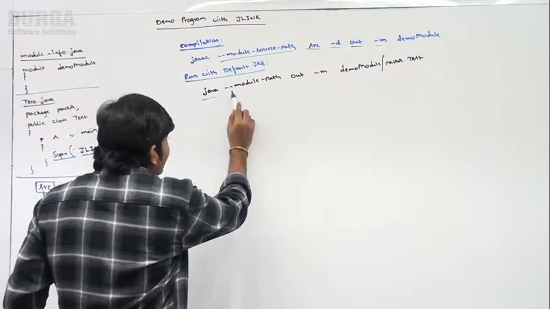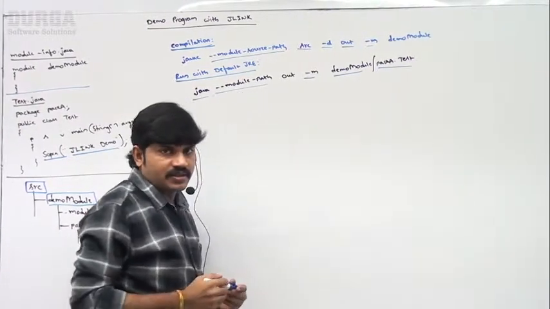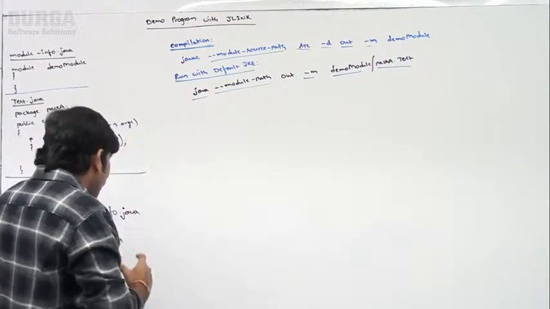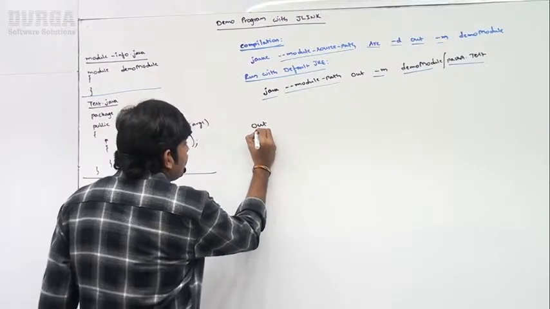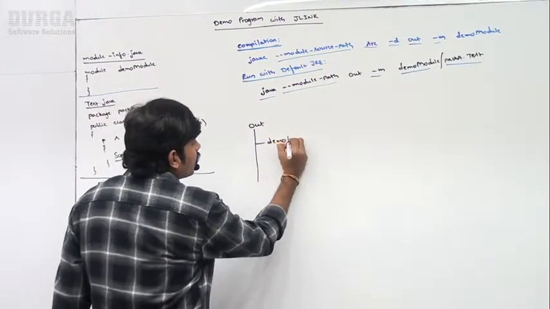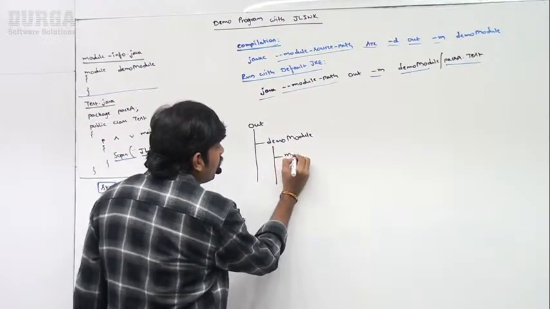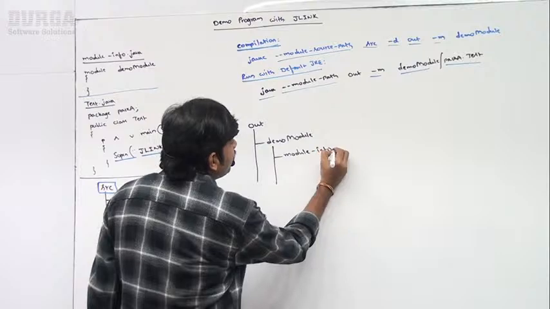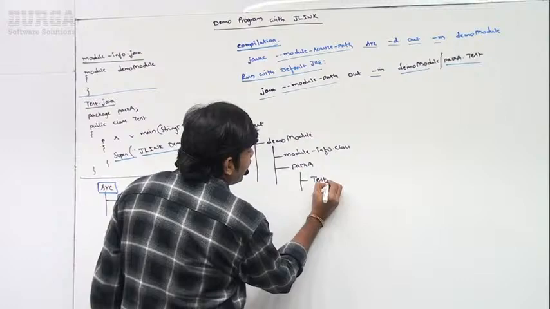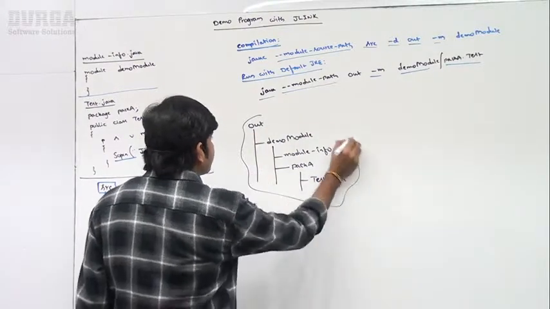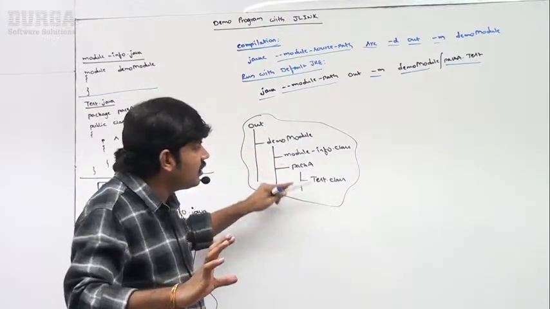Next, java --module-path out -m demo module/packA.Test. If I run this one, then on the desktop the out folder will be created. In the out folder, the demo module folder will be created. In that, module-info.class file, and next packA will be created. In packA, the Test.class file will be created. So after compilation, this is the structure.